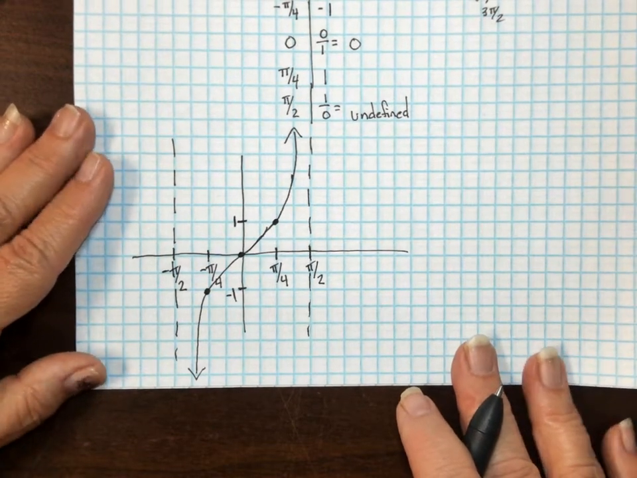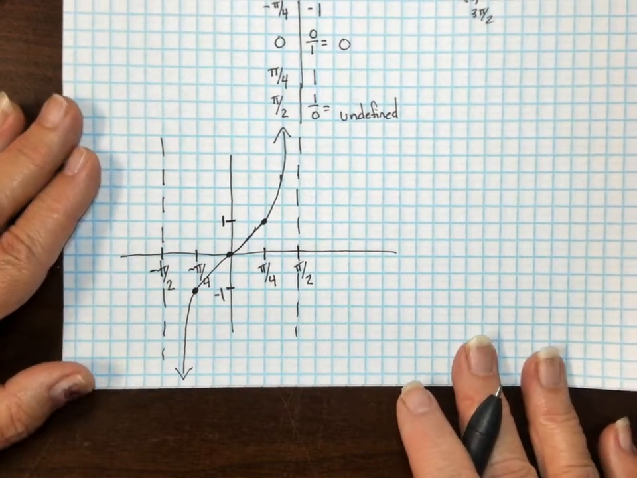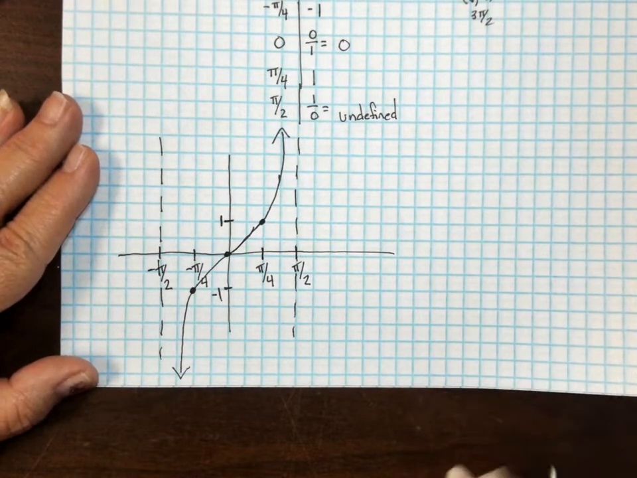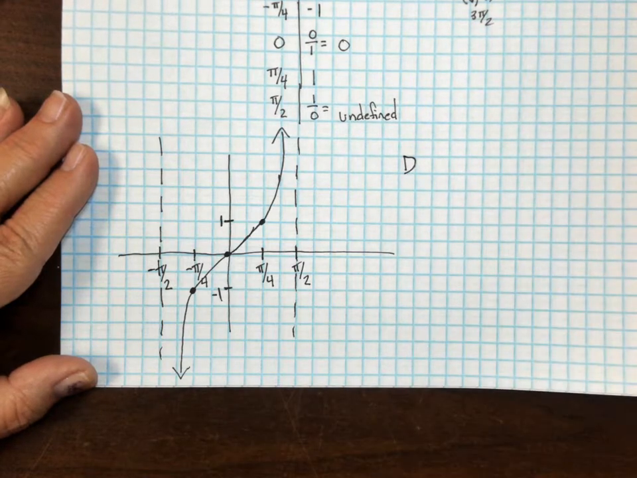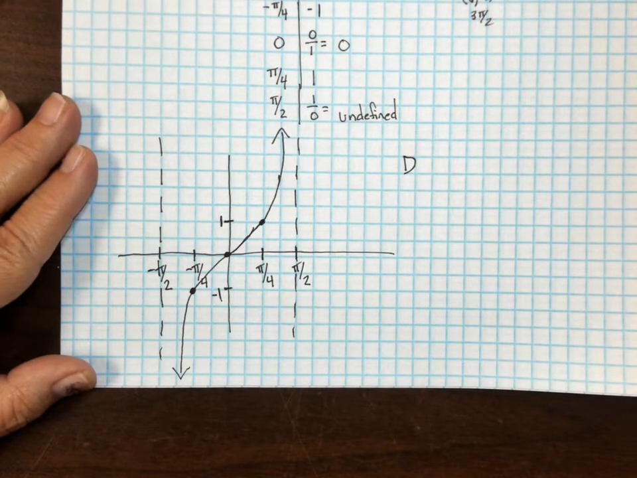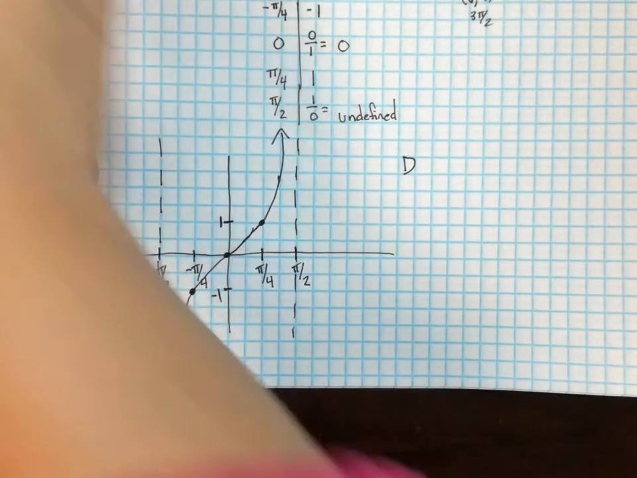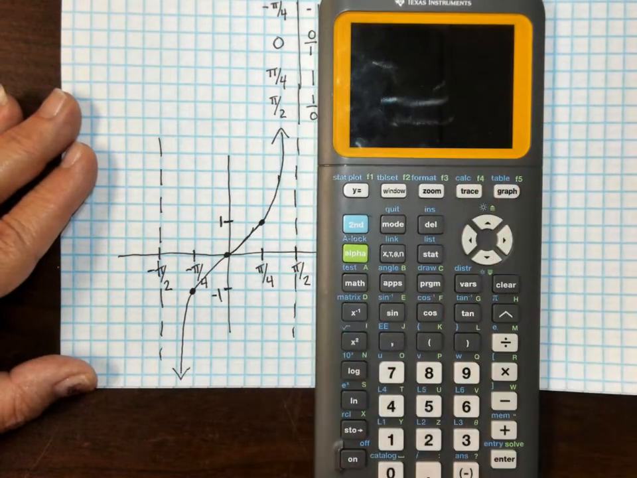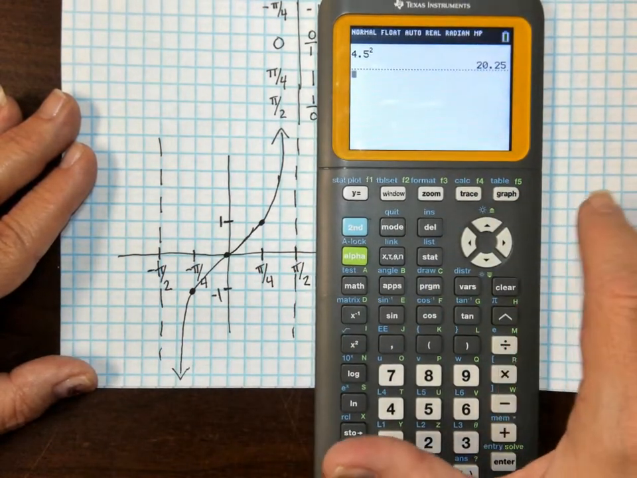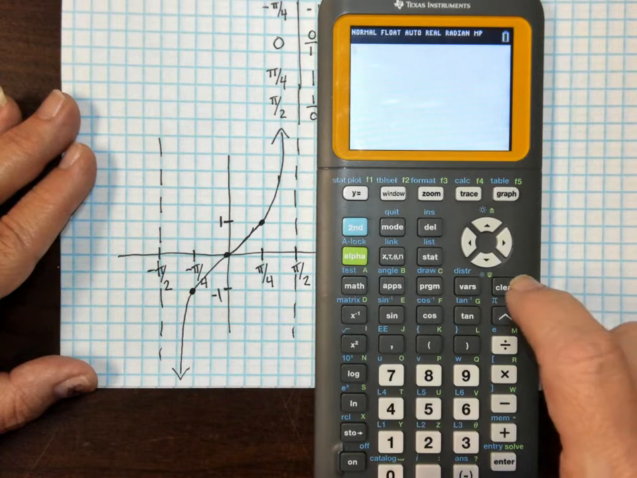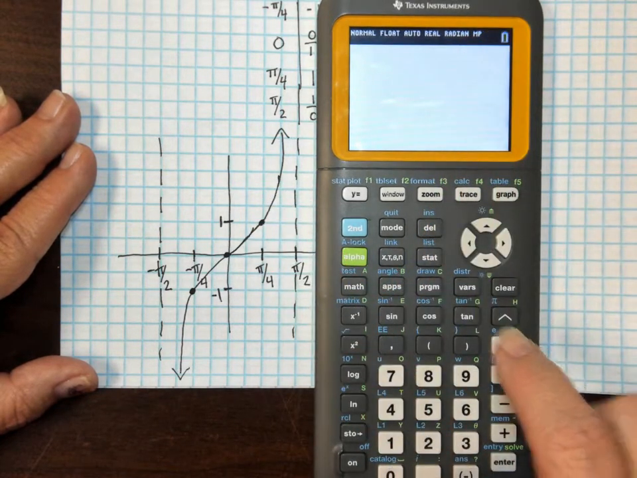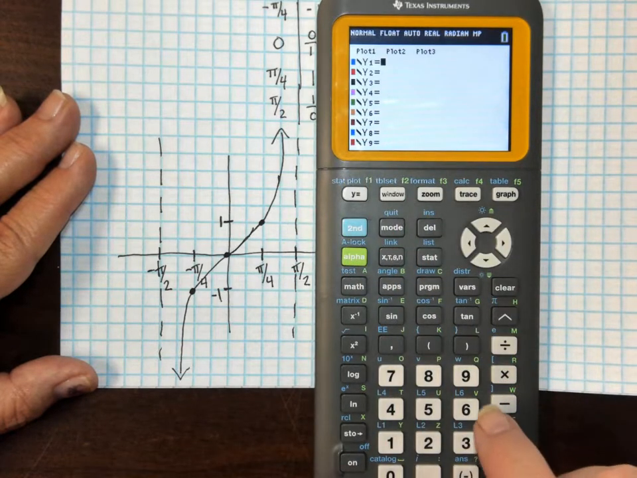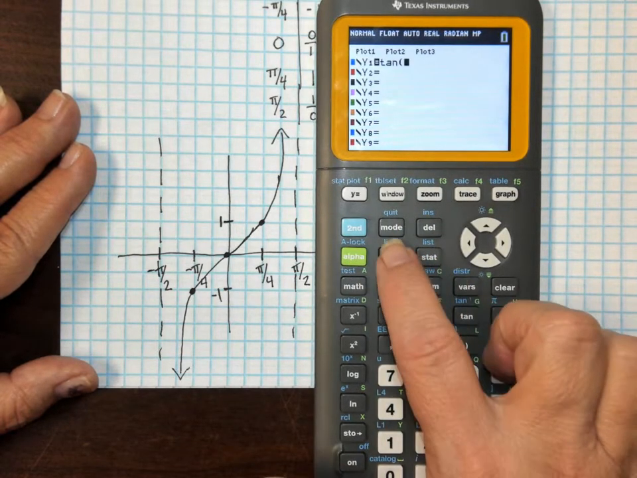Alright, so let's go through and look at all the attributes for tangent. The domain for tangent is actually the trickiest part. I'm going to take a calculator and graph tangent theta for you. You can grab a calculator if you have one. I'm going to make sure that I'm in radians. I am. And I'm going to go to y equals, and I'm going to put in tangent of x.